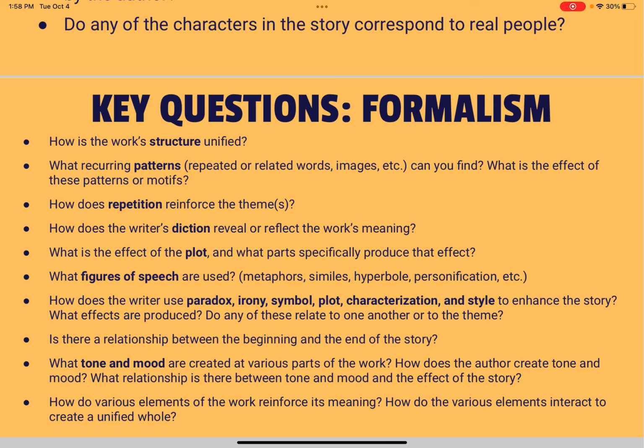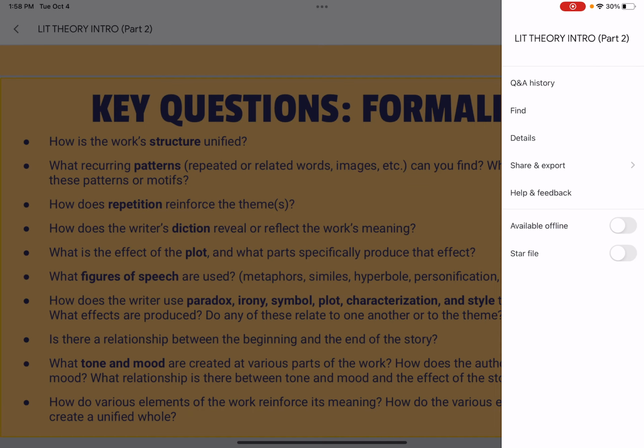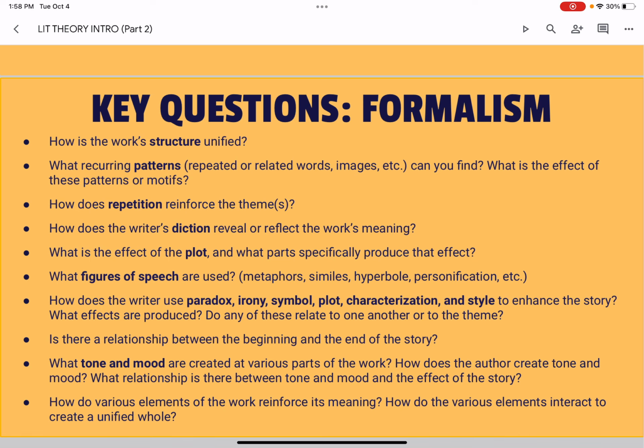Now with diction, it's important to know that we also have connotation and denotation. I don't know if I can write on this because this is a presentation. Probably should have put this in Notability. Oh well, okay. But anyway, we have connotation and denotation, and I believe these were vocab words already. With diction, denotation is the dictionary definition of a word, and connotation is the emotion or idea that the word evokes.